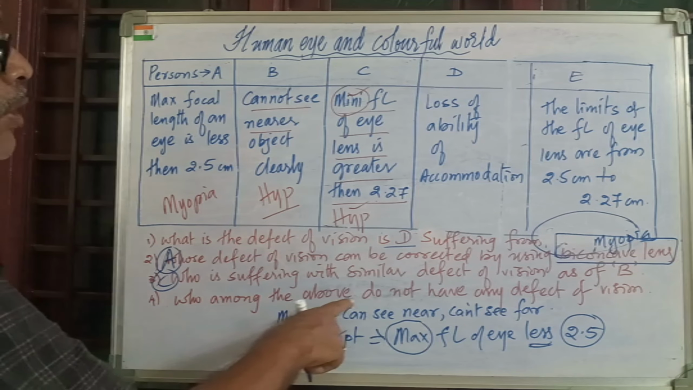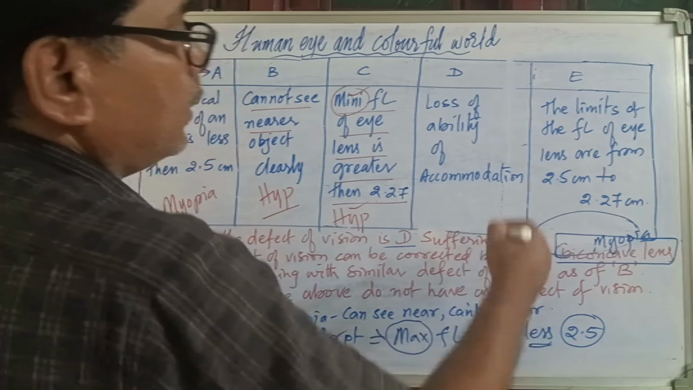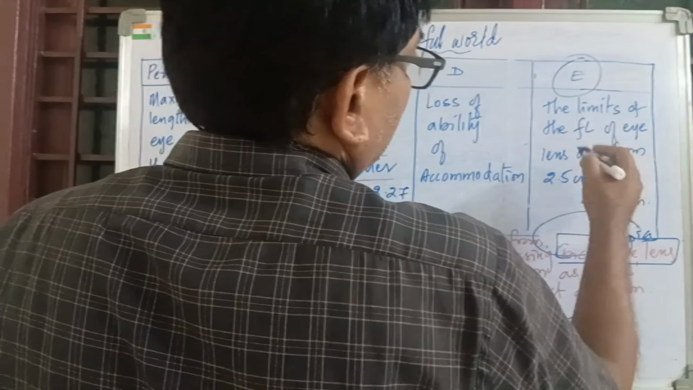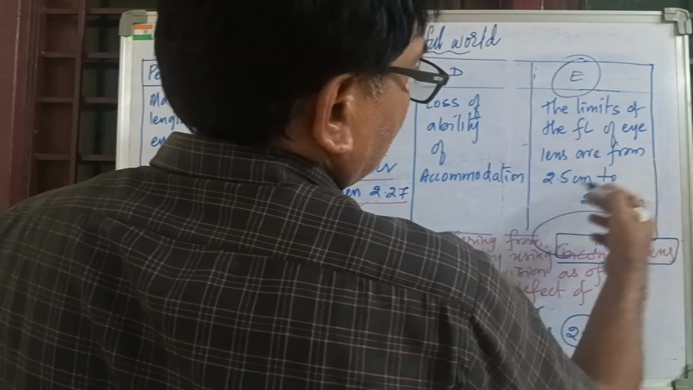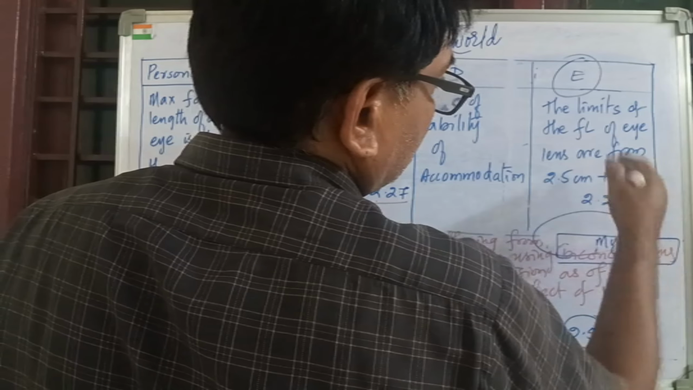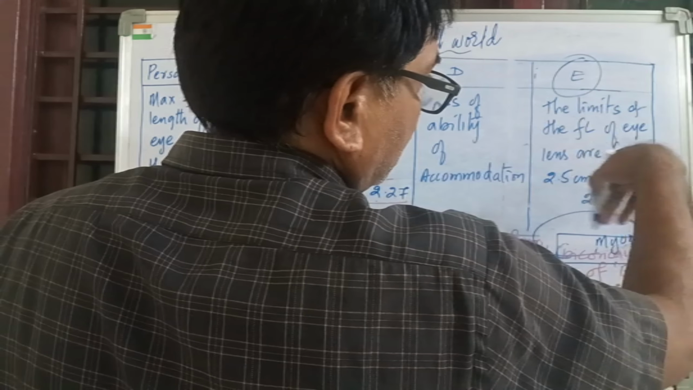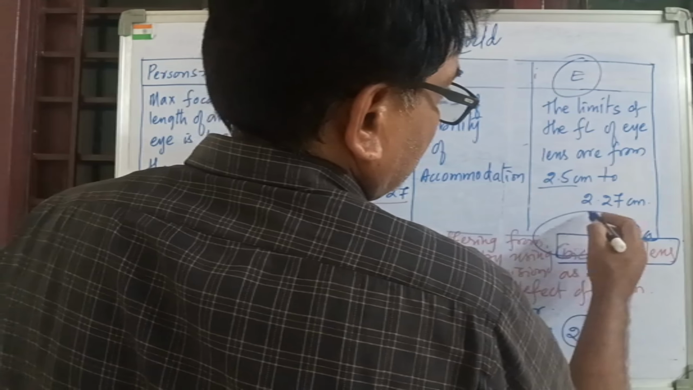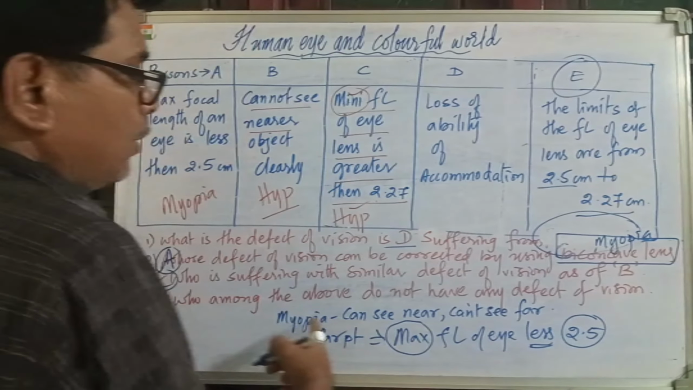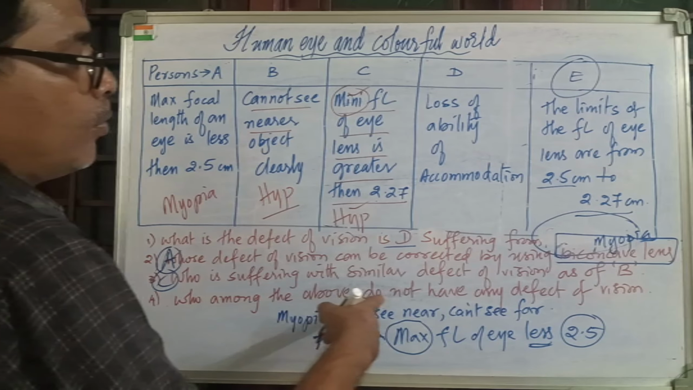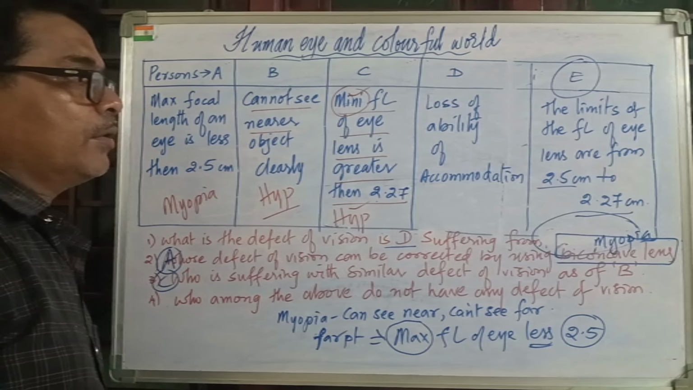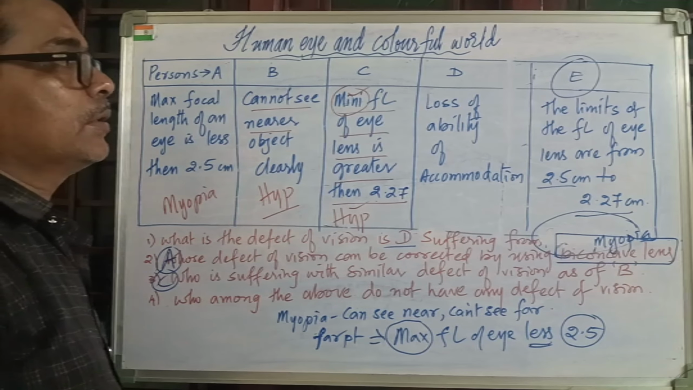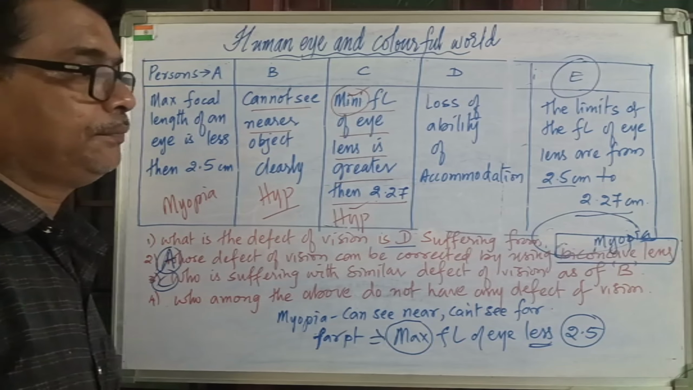Next, who among the above do not have any defect? E. The limits of the focal length of the eye are 2.5 cm to 2.27. So proper accommodation is taking place here. This is the maximum value and this is the minimum value. Therefore, it is true that E does not have a defect of vision. A very important question for competency-based questions.